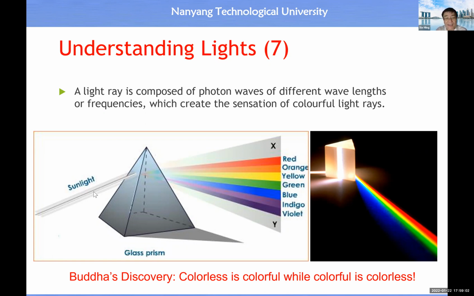And then we understand that the wavelengths of all these component colors are different. Therefore their angles of refraction are different, because the angle of refraction is a function of wavelength. This is why we can do the color separation. Then you see colorless light become colorful light.